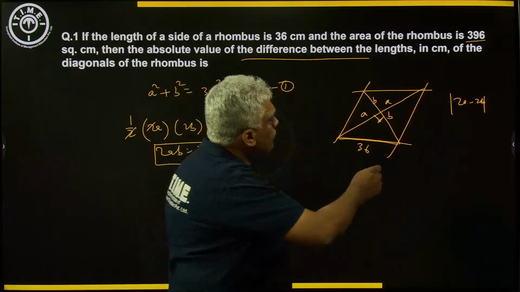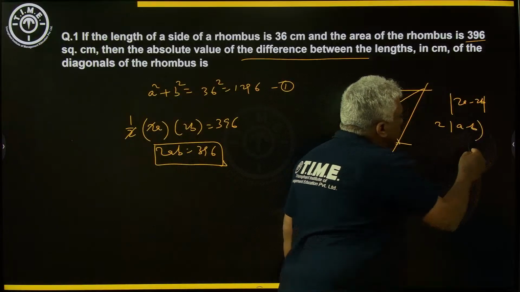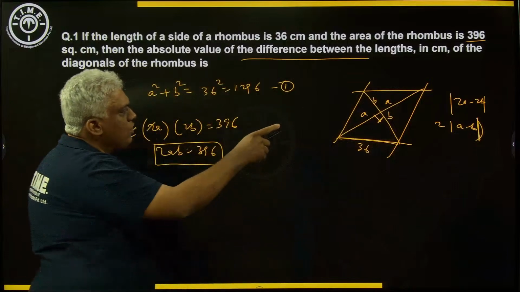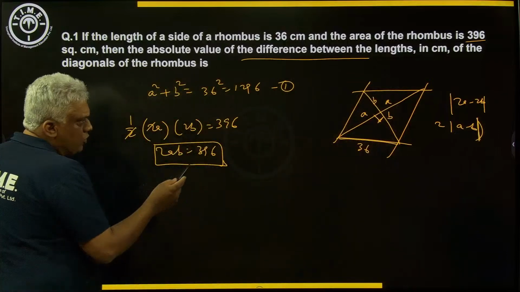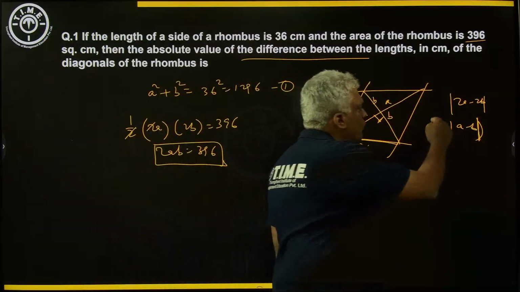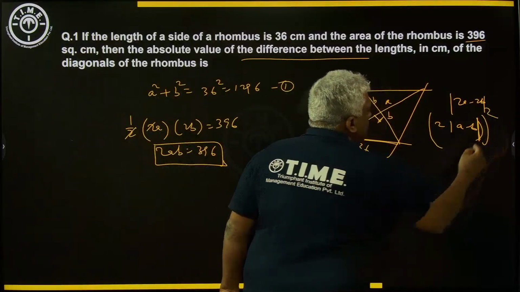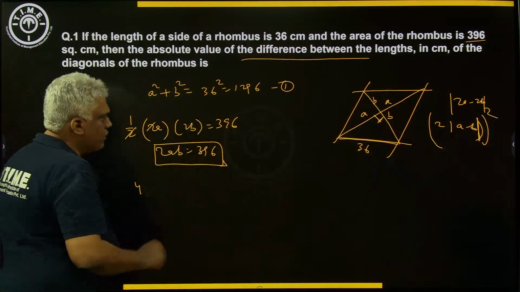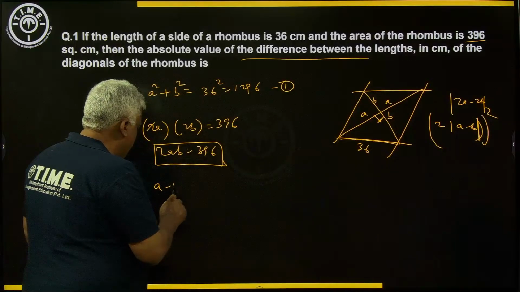Now what you can do is, here we can take 2 common, so it's 2 into a minus b, right? So we can have a square of this, right? From here we can do a minus b the whole square. So we can find the square of this. If you do the square of this, that will become 4, 4 into a minus b whole square, right?